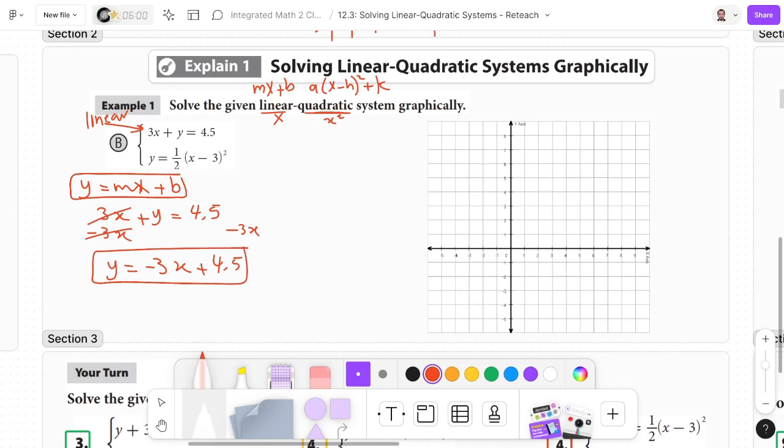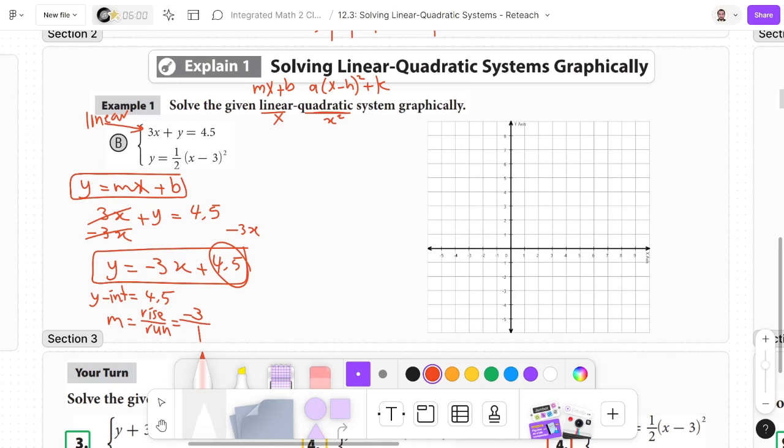Now, from this linear equation, what's the y-intercept? So you know that the y-intercept is 4.5. So the y-intercept is equal to 4.5. Okay. What's the slope? The slope is rise over 1. So what's the rise here? So it's negative 3. So we go down 3, negative 3 over 1.